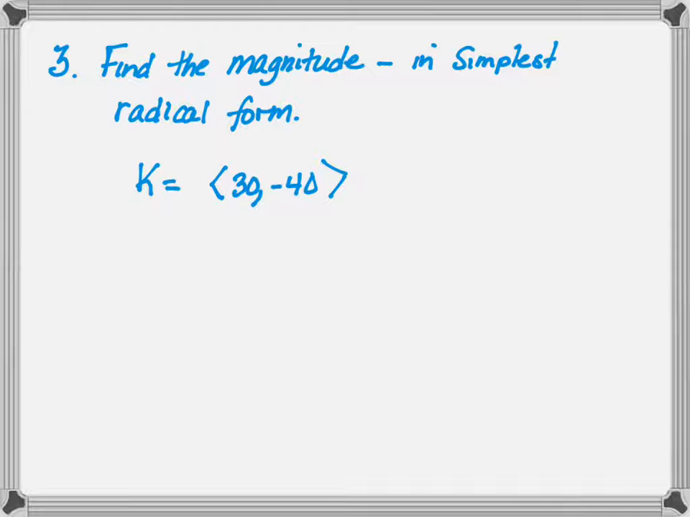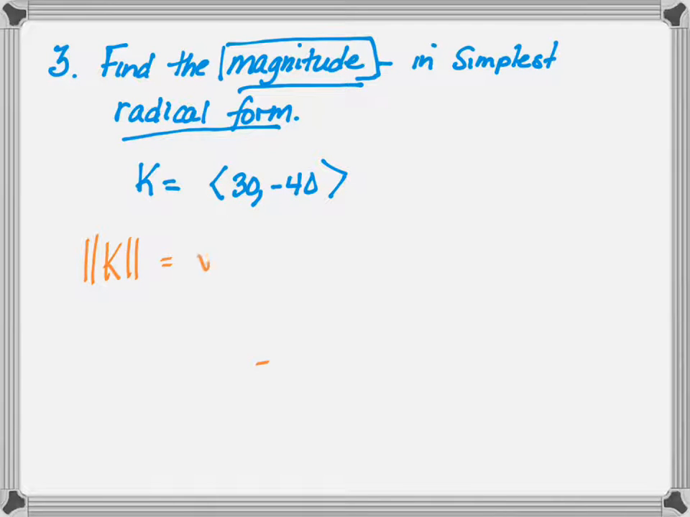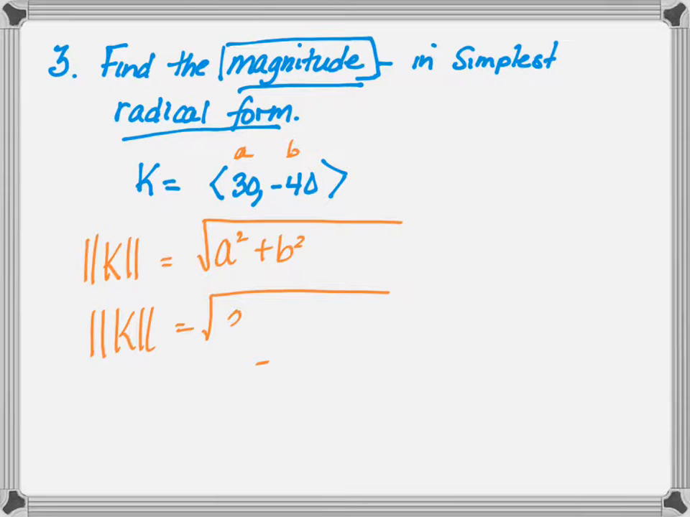Number 3 says, find the magnitude now. So we're looking for magnitude in simplest radical form. So the magnitude, if you remember, is written with 2 lines on either side. And it's the square root, if this is A and B, of A squared plus B squared. So for this particular one, that's equal to the square root of 30 squared plus -40 squared.